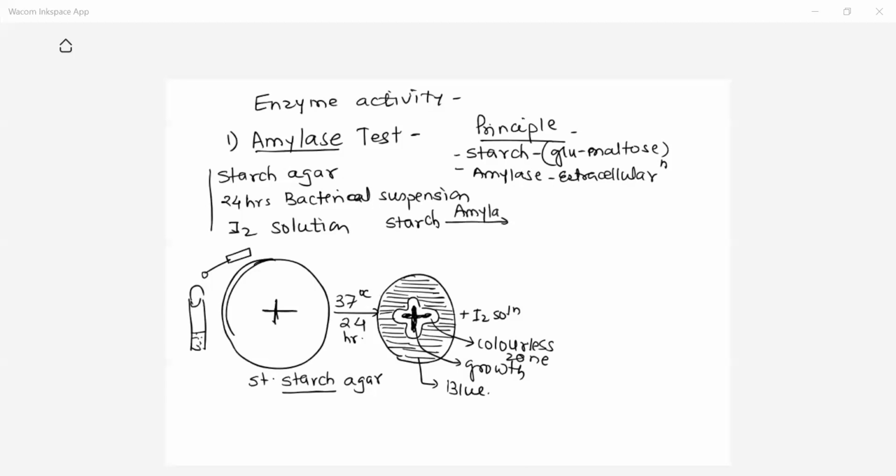Amylase acts on starch. The structure of starch we already discussed in biomolecules. This is glucose, maltose, glucose, maltose. Such a polymeric structure is there, having certain regions with branching points.